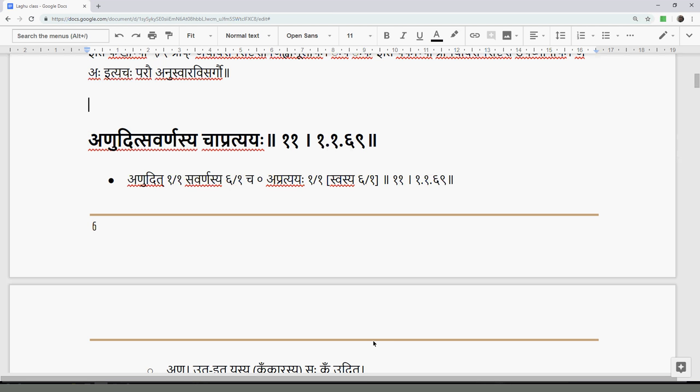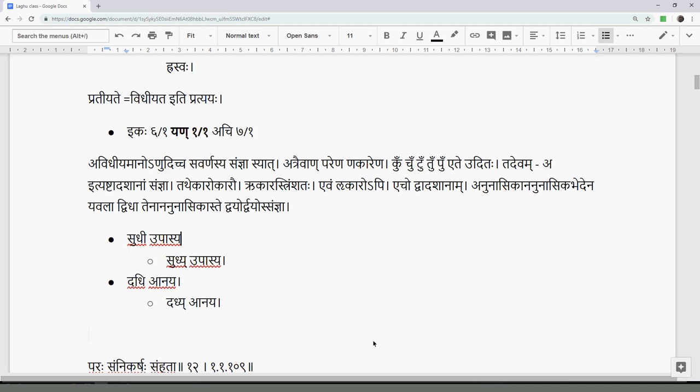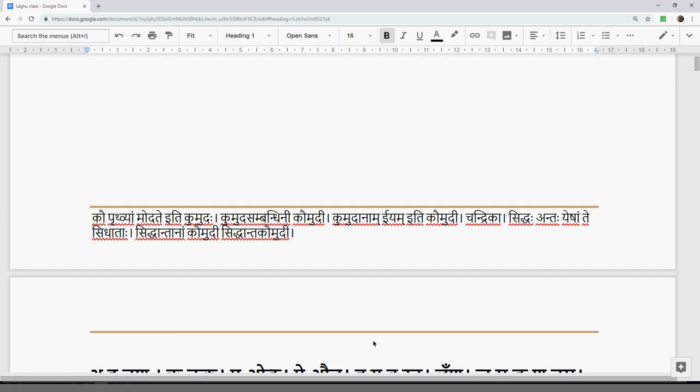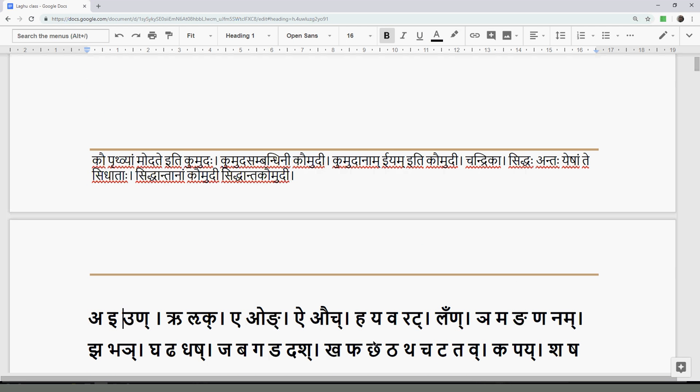This an, whether this yan, yan is what? Yan is a part of an, because an includes what? A, e, u, r, l, a, o, I, ouch. Now actually, if you look at the Maheshwara Sutras, there are two nakaras. This nakara one, and there is another nakara here in the Lan Sutra. So you have two nakaras.